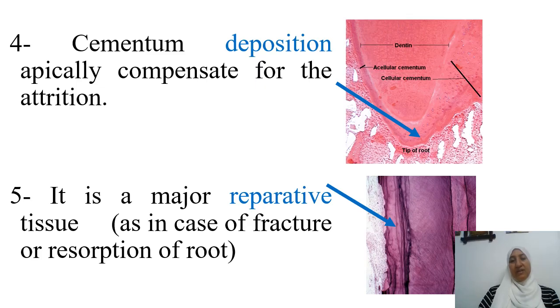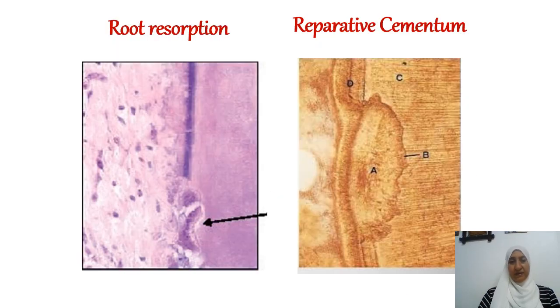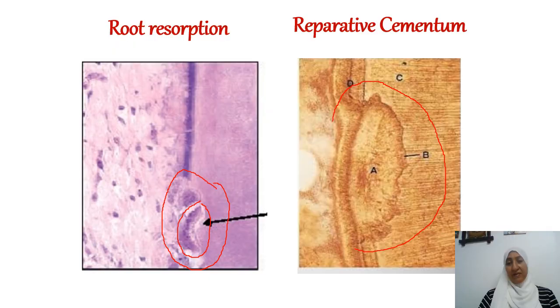As you see here, area of resorption and repaired cementum occurs at this area. This root resorption, as you see here, this part of the root resorbed, and a cementum-like tissue could exist to heal this area. Also at this area we have reparative cementum that can occur in a resorbed area of the root.